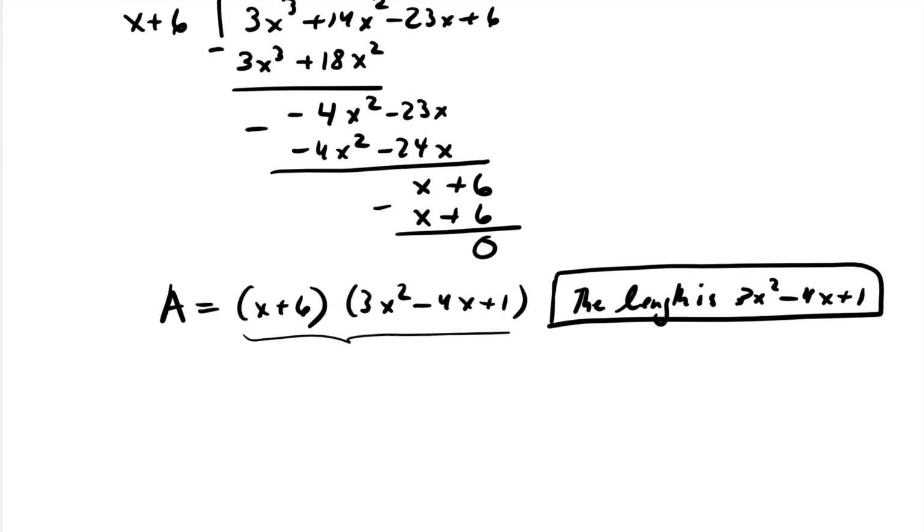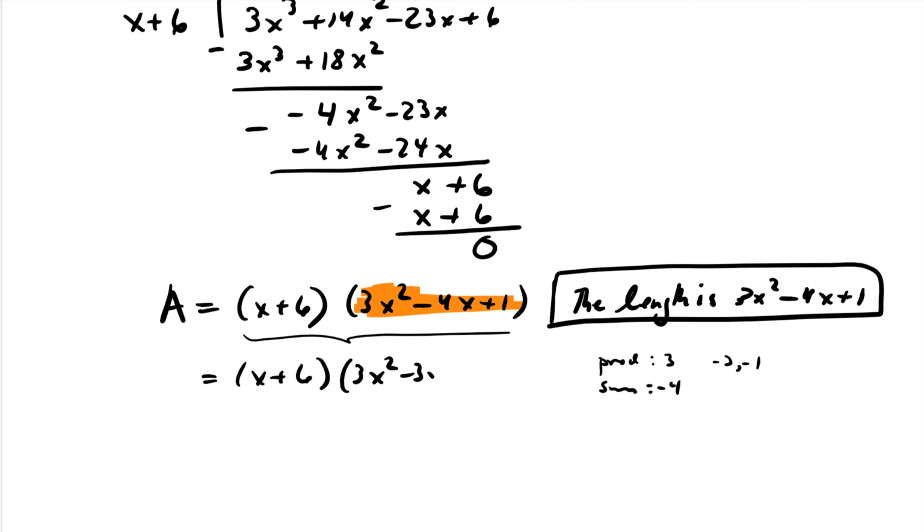And then we can keep going, because now we've got a quotient that's actually a quadratic polynomial, and we know how to factor those. So we can keep on going by using the AC method. I'm going to try to find two numbers such that the product is 3 and the sum is minus 4, and that's minus 3 and minus 1. Well, now I'm going to split my middle term, and factor by grouping.